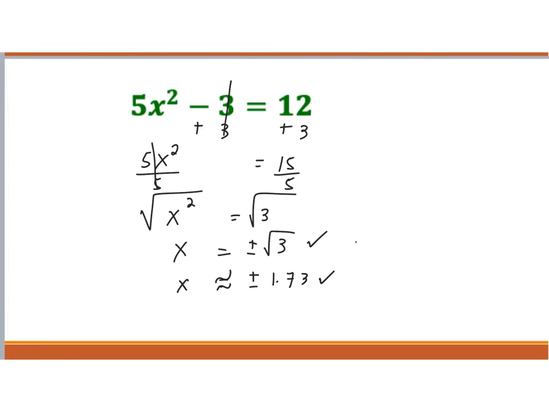So the plus or minus square root of 3 here is what we call the exact value of x. And 1.73 is the approximate value of x. It's an approximate value because we know that 3 is not a perfect square, so the square root is a non-terminating decimal. And if we round it off, in this case, to 2 decimal places, then what we have, 1.73, is the approximate value of square root of 3.